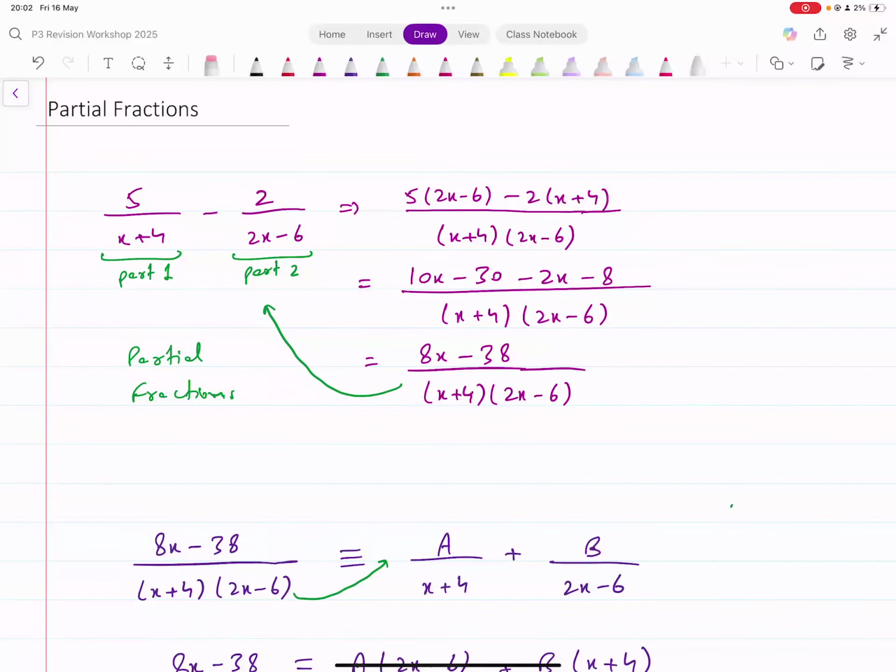Okay, everyone, let's begin with our next topic now. So next we've got partial fractions. That's another relatively straightforward topic. Now, what are partial fractions?